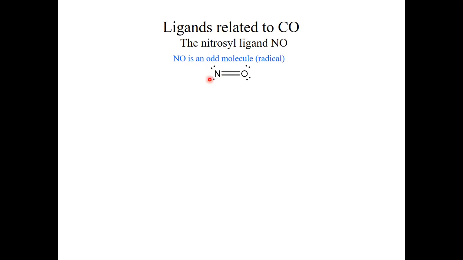So now what are the properties of this NO ligand? Because it's an odd molecule, it actually has two options. So again, the nitrogen atom is the reactive end. So it uses the nitrogen atom, just like the CO uses the carbon atom.